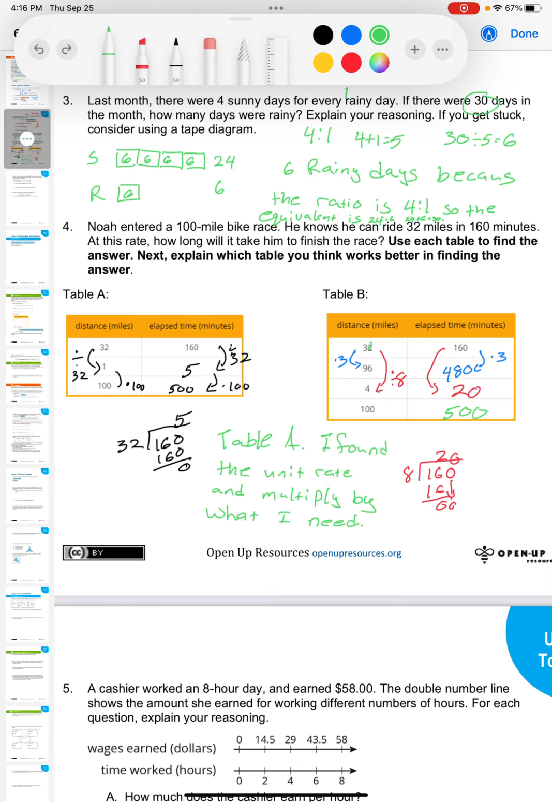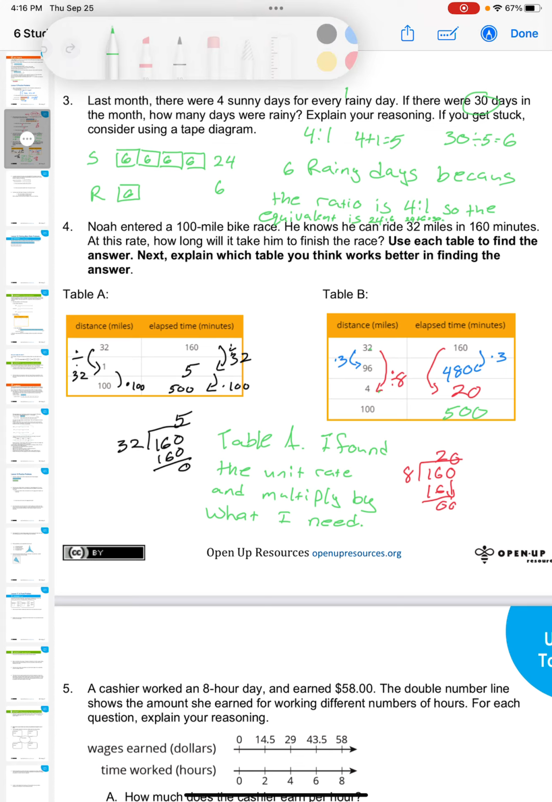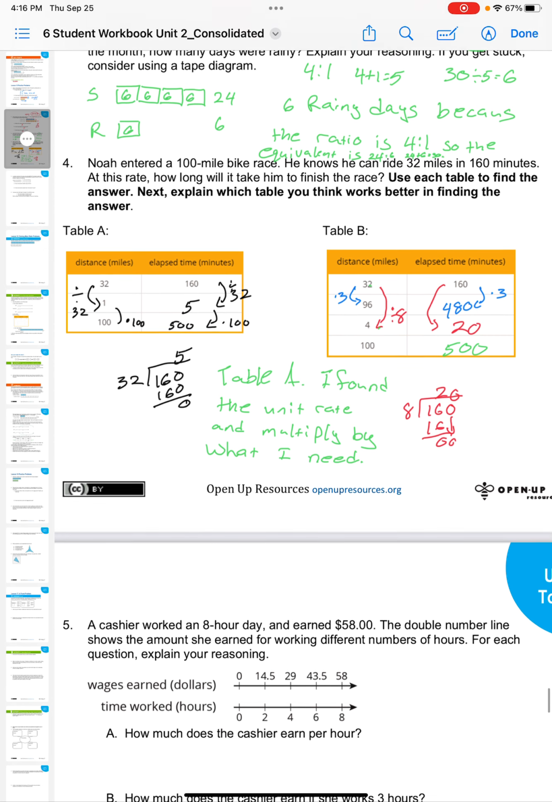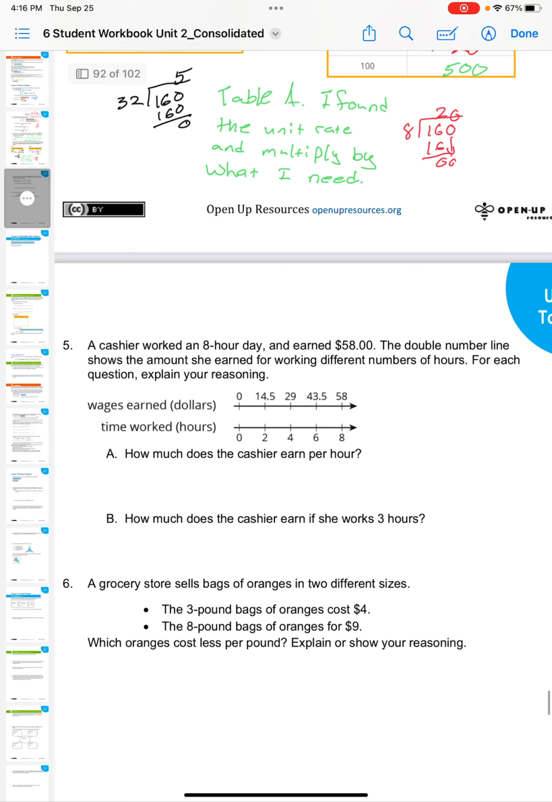But the goal is to recognize that there isn't just one approach. Okay? So there is more than one approach. There is not just a one table fits all. Okay? So identify which table works best for you and go from there.